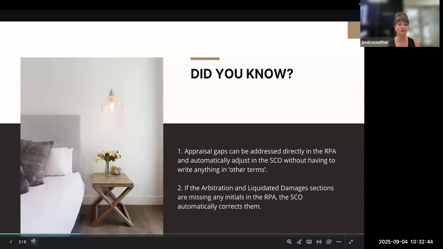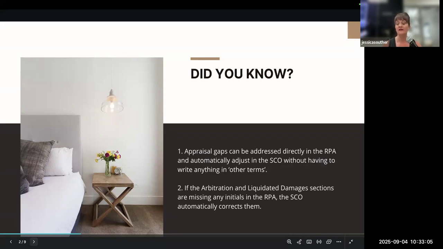Okay. Did you know appraisal gaps can actually be addressed directly in the RPA, and then they would automatically adjust in the seller counteroffer without having to write anything into the other terms section? So I'll go into more detail on that in a second.